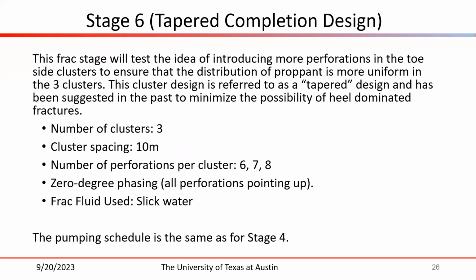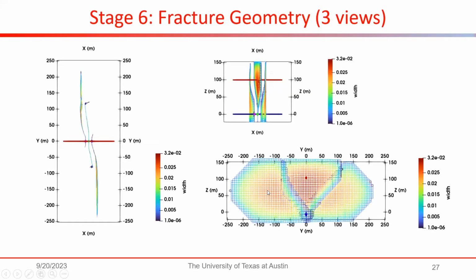We also explored the possibility of doing tapered completion designs with 6, 7, 8 perforations per cluster. Again, everything else is exactly the same, except you now have more perforations towards the toe and less towards the heel. We've done many cases like this: 5, 7, 9, and so on. So various combinations of these, and you can see that the geometry of the fractures is indeed different.